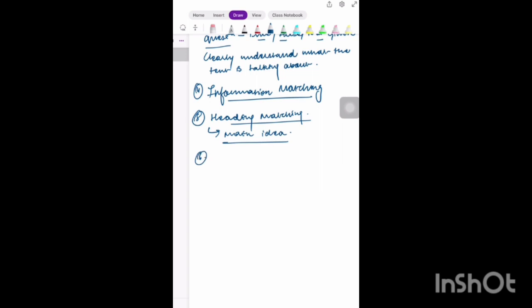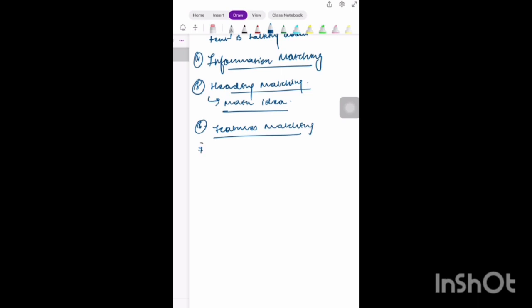Then sixth is features matching. Find specific information about a given feature and match it. For example, you can be given different people who discover different things at different times. You're then required to match who discovered what at what time. So this is not a very popular question type.